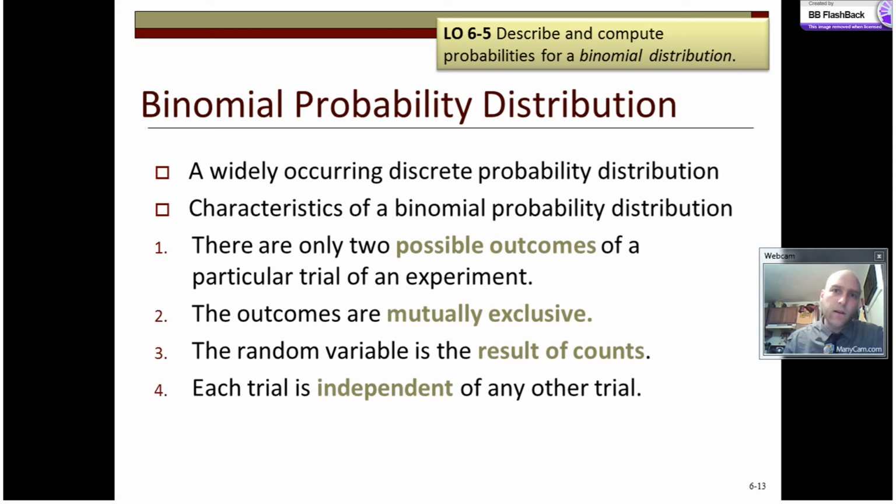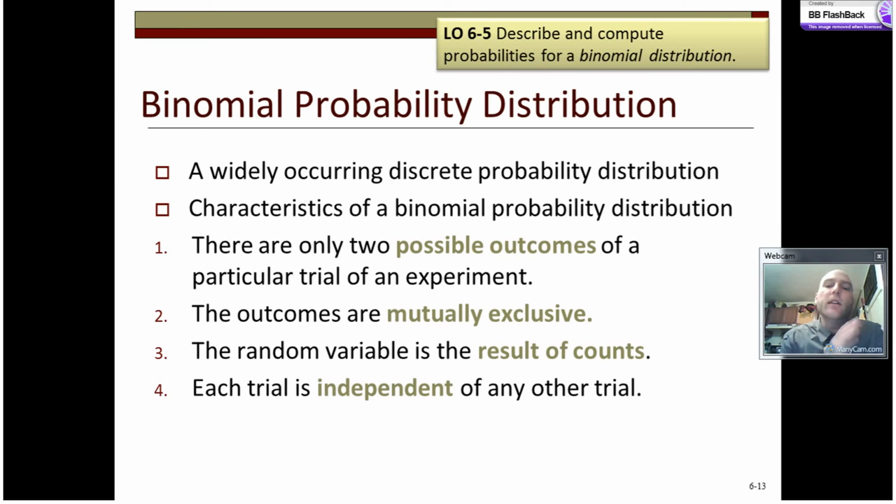Don't want to get too far ahead, just to emphasize again the point that success and failure are the two possible outcomes. That's why we call it binomial. Two possible outcomes which we'll define as success and failure. Two, those outcomes are mutually exclusive. You can't both succeed and fail, especially statistically. Three, the random variable is a result of counts. Again, this has got to be a discrete rather than a continuous probability distribution.